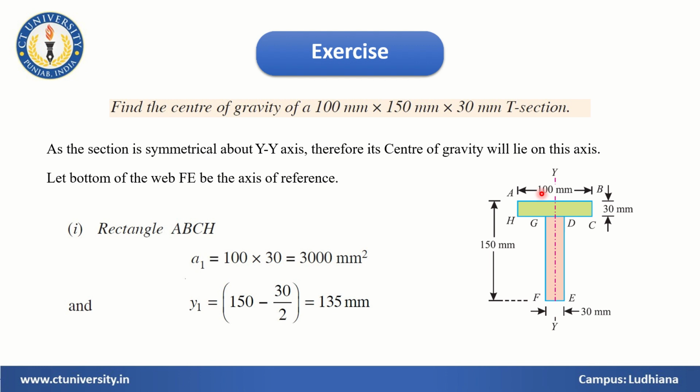For the first rectangle, calculate A1, that is the area, 100 by 30, 3000 mm squared. Y1 is from this point to the bottom, from here to the bottom. So find this distance. It will be 15 mm from here plus this distance. So this will be 135.